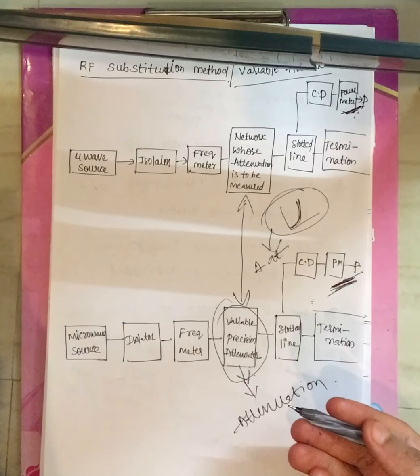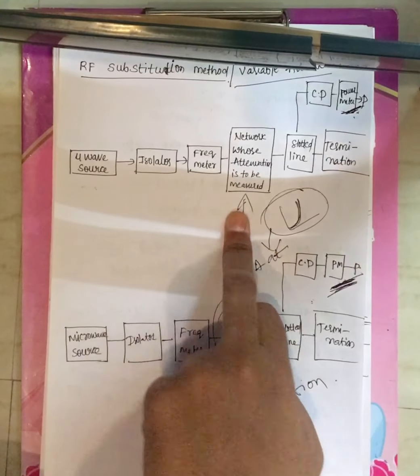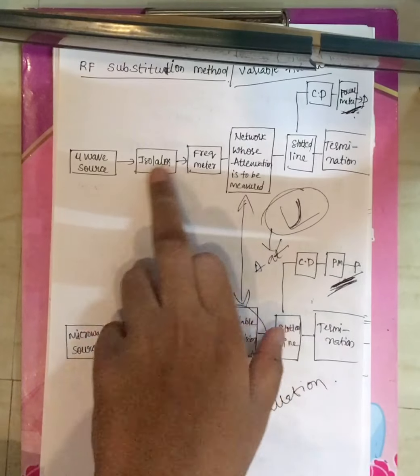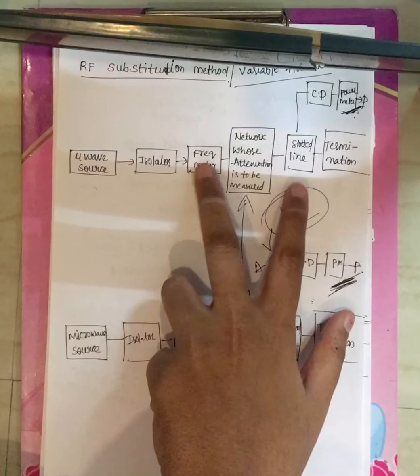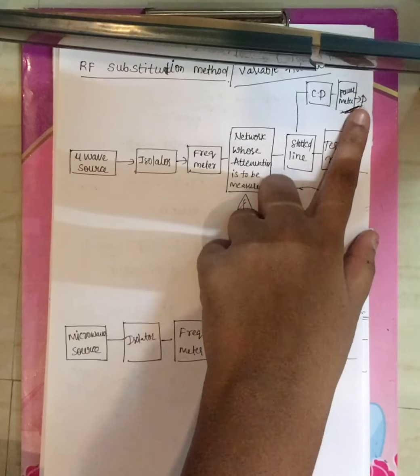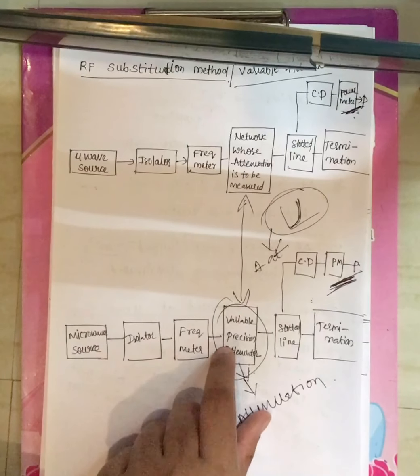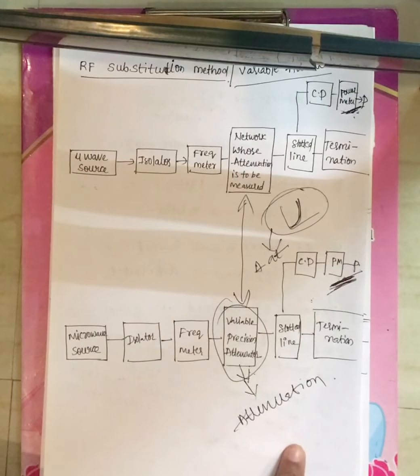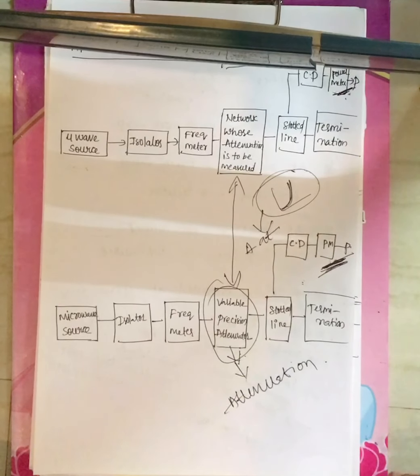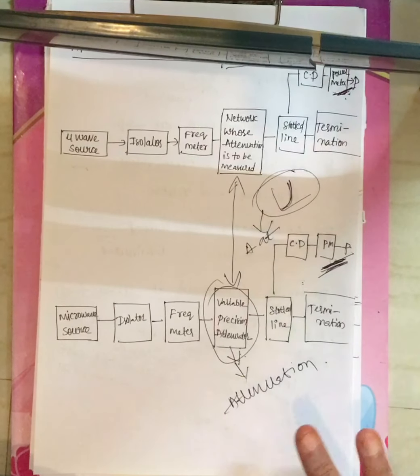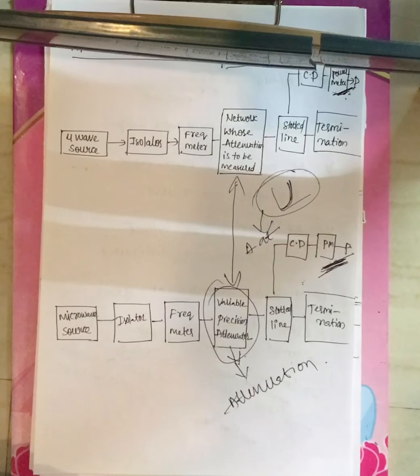Setup 2 of the power ratio method is the same as setup 1 of the RF substitution method. The network whose attenuation is to be measured is placed here. You will get some power, and you have to maintain the same power by varying this variable attenuator. Through this you can measure the attenuation. This is your attenuation measurement in your lab. One is fixed attenuation measurement or power ratio method, and another is variable attenuation method or RF substitution method.